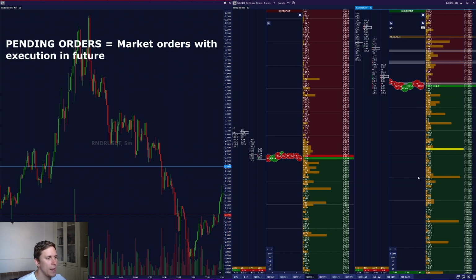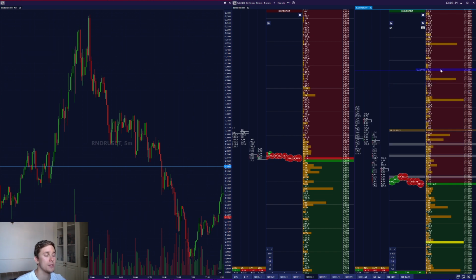For that reason, pending orders exist. In fact, they are market ones, but with a pending function. For example, you want to place a buy order here in the seller zone. You will not be a limit participant and your order will not be seen here. We can place a buy pending order in the seller zone by pressing the left mouse button plus V.